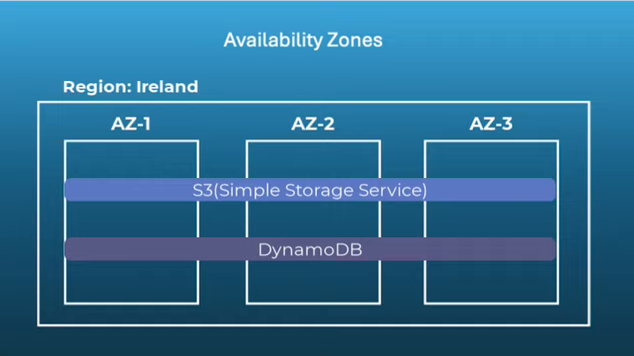S3, same story, works in a similar way. Objects uploaded to an S3 bucket are automatically replicated across multiple availability zones within the selected region. This geographic redundancy means your files are resilient to hardware failures or outages in any one data center. So both DynamoDB and S3 are designed with built-in high availability and durability, simply by using resources that span multiple AZs. So you don't need to architect that yourself. AWS handles it for you.